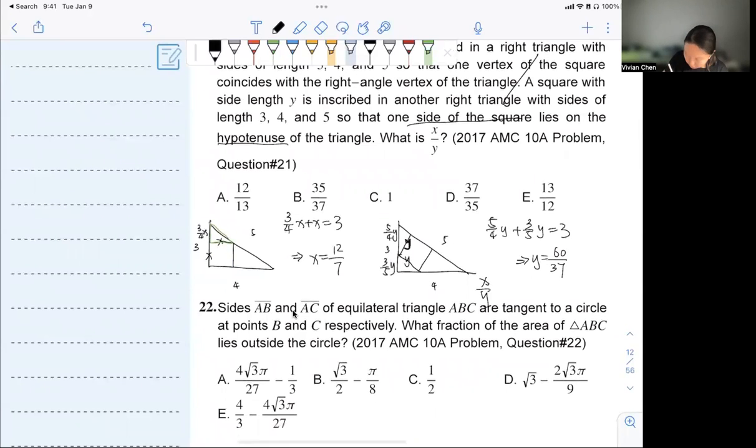So our x over y would be 12 over 7 times 37 over 60, because you're actually dividing it, and this gives us 37 over 35. So the answer to this question is D.